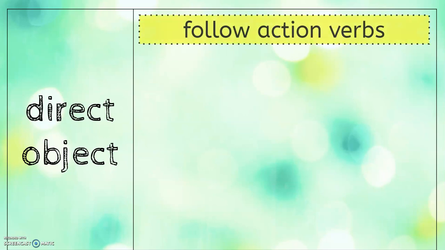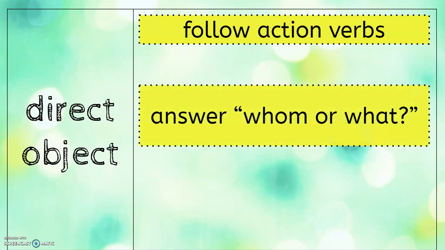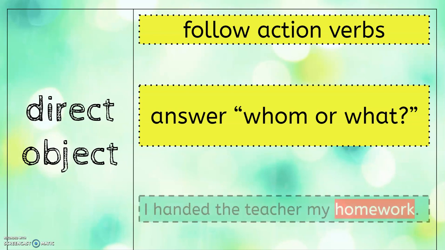Now, a direct object follows an action verb. So we usually look for our subject and then find our verb. And I always ask you, is it action or linking? If it's an action verb, then the noun that follows it would be a direct object. A direct object answers the question, whom or what?